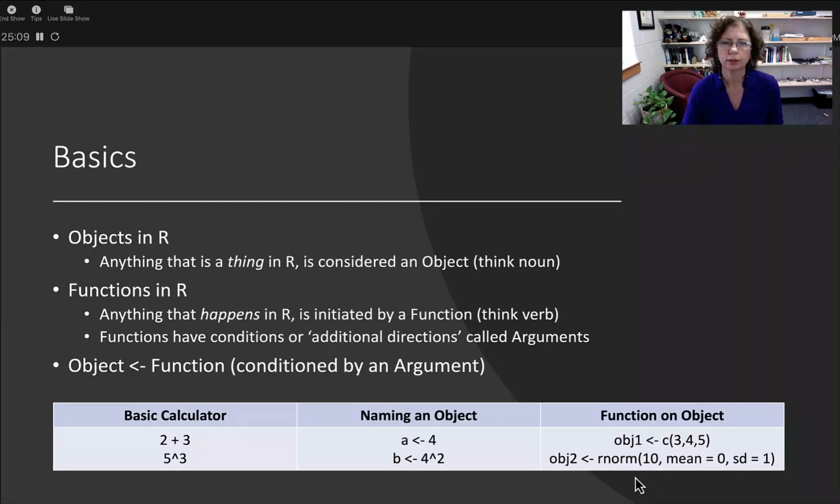One more here. So this one's a little more interesting. We're going to make an object 2, I'm going to call it obj2, assigned by a function with these conditions, these arguments. So let's start that up.